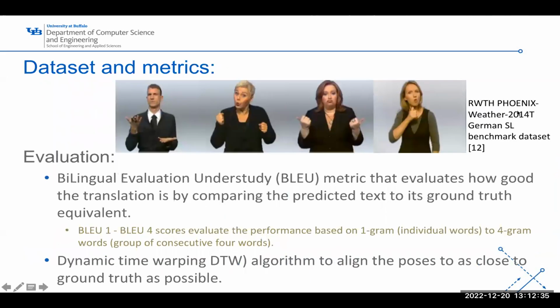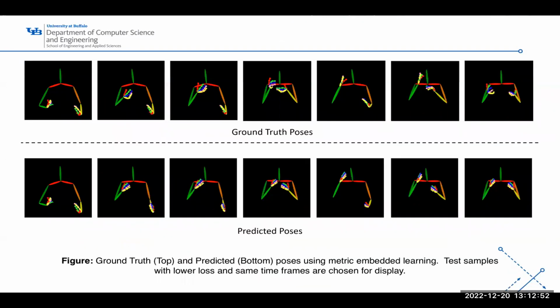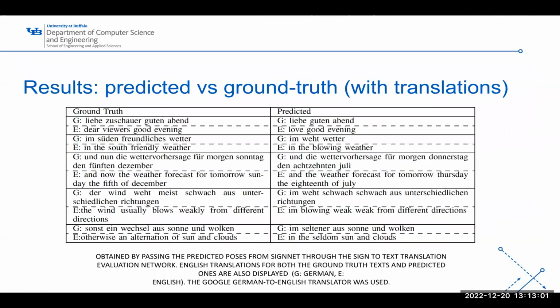This is the dataset. It's the Phoenix dataset by Koller et al. These are evaluation metrics. We have BLEU score, and we use dynamic time warping as a stopping criterion. These are some of our example results. This is a very good example where the ground truth came out very similar to the predicted pose. In this case, you have the ground truth and the predicted, and we have the English translation so that folks who don't speak German can take a look at the similarities or differences in translation.